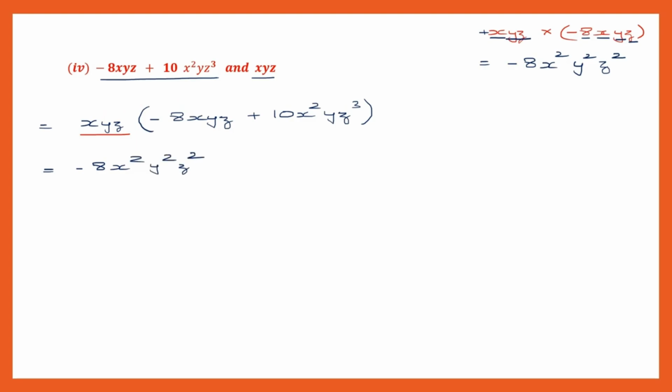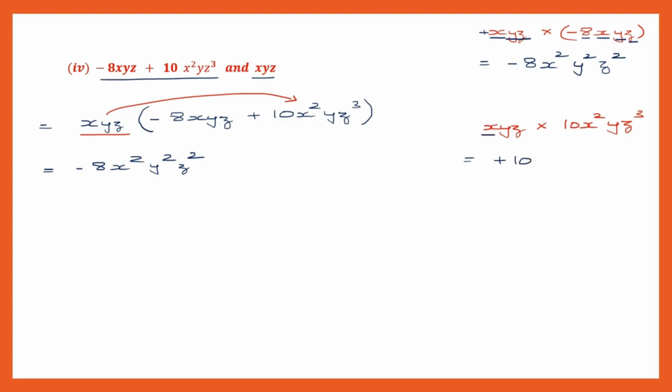Now let's multiply xyz into the second term. So that is xyz into 10x square yz cube. So go slow with this one. So here the sign is plus because both the terms have a plus sign. The number is 10.